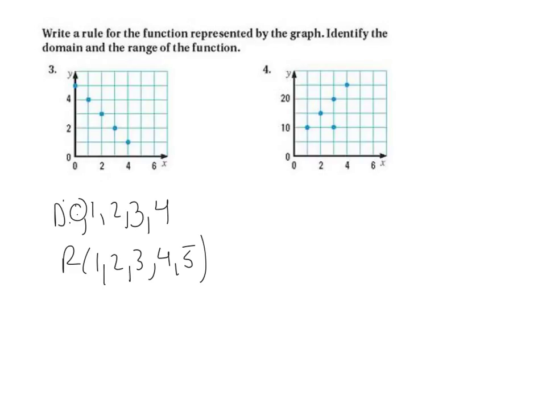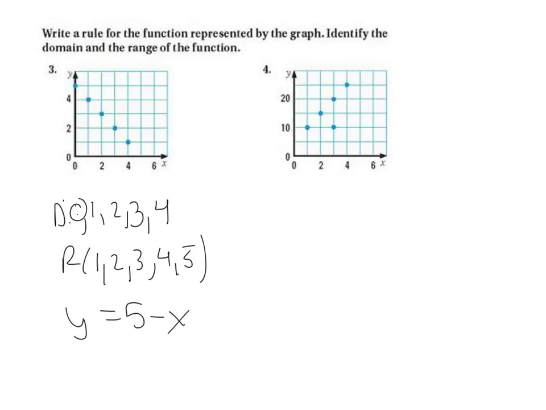Alright, so we look at the rule. Well, where does this one start? It starts at 5 and goes down 1. And these go up by 1. So the rule is 5 minus x. Now here, I'm not sure, but this point is not supposed to be there. So I'm not sure what happened. That's my fault, but it's not supposed to be there. So we're just looking at these 1, 2, 3, 4 points.